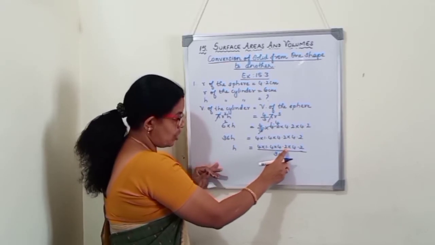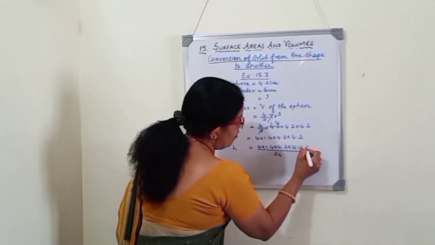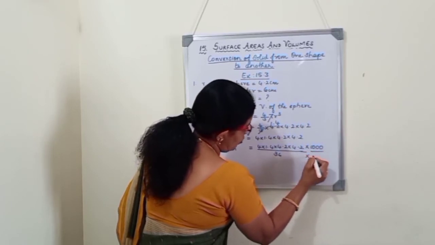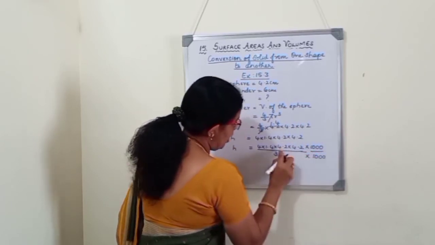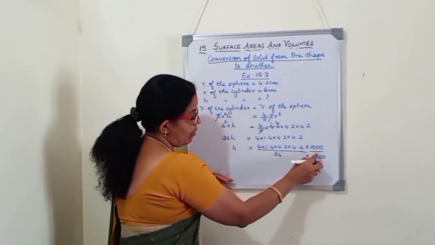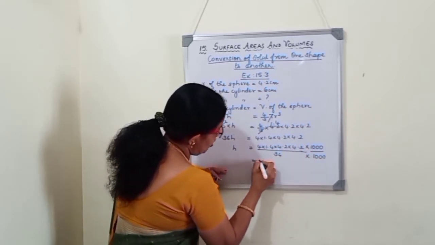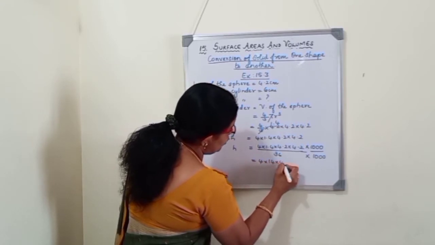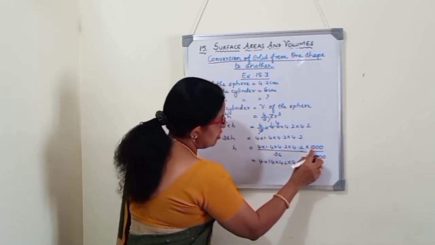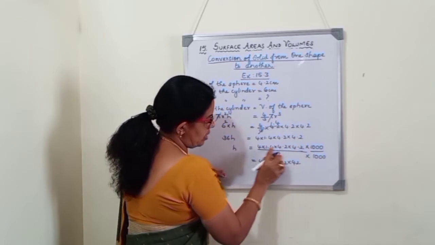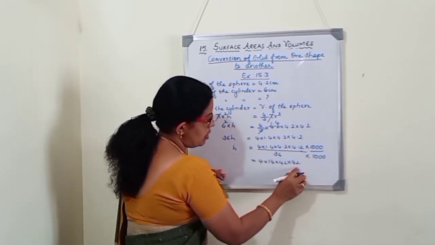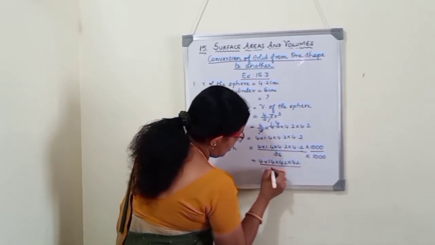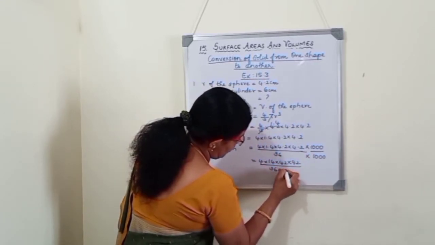We have to remove the decimal point. So we will multiply both the numerator and denominator by 1000. There are 3 decimal points, that's why we multiplied by 1000. In the numerator we write 4 into 14 into 42 into 42, because these 3 zeros will be adjusted with the 3 decimal points and it will become whole numbers. Here in the denominator we will write 36 into 1000.